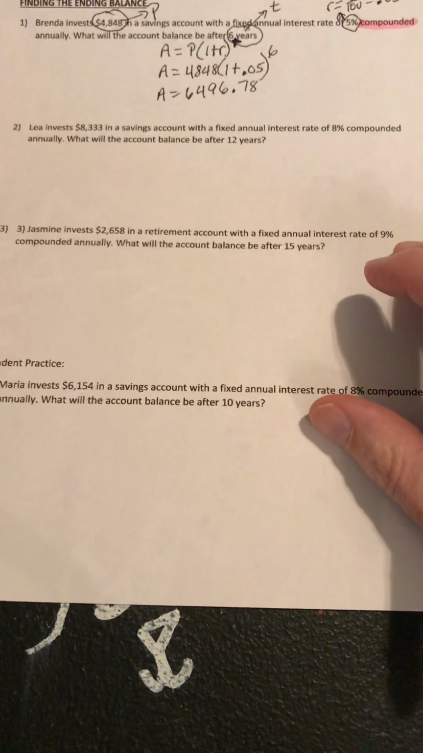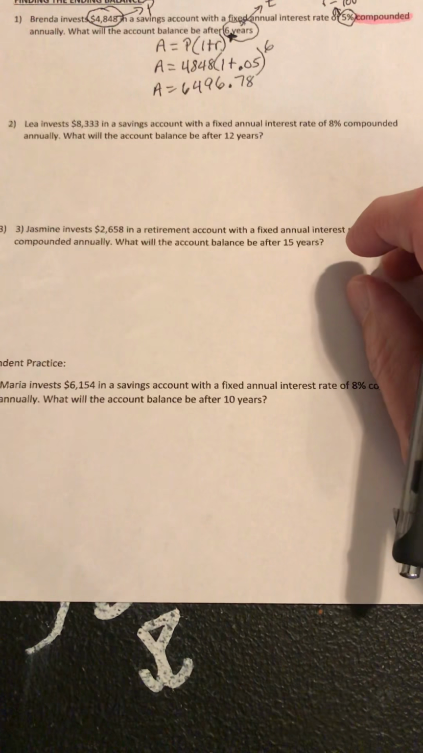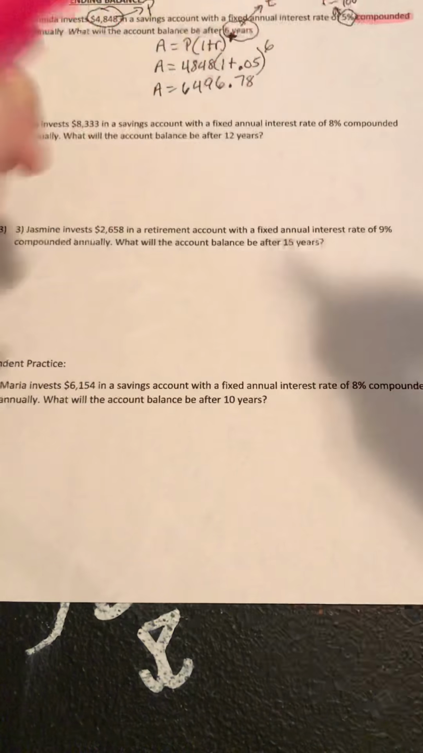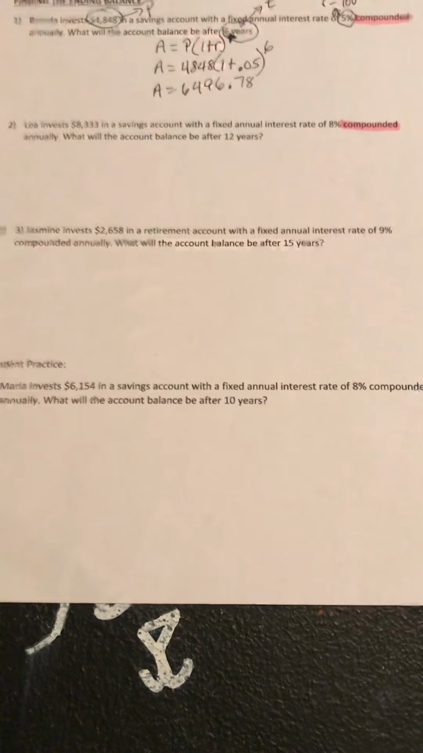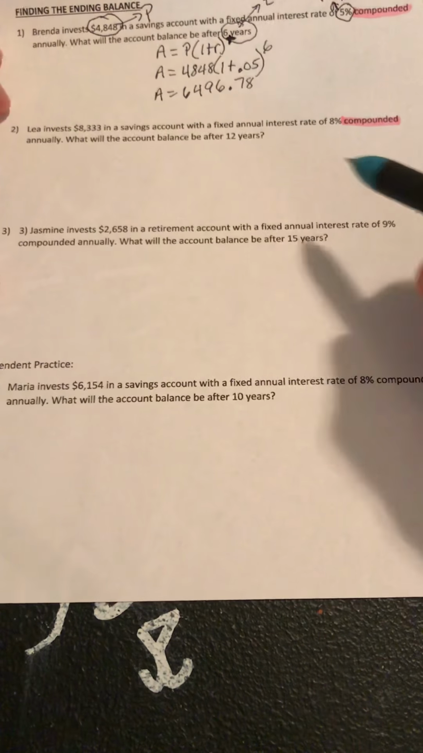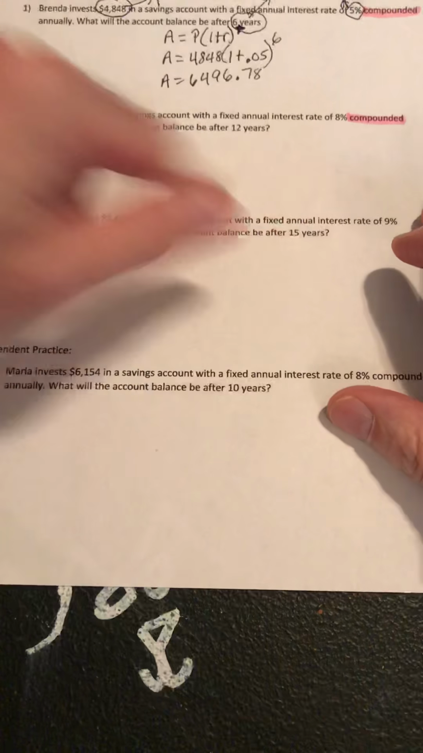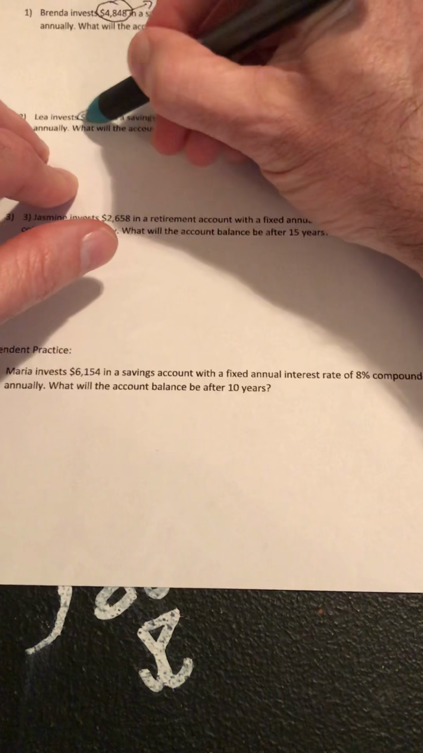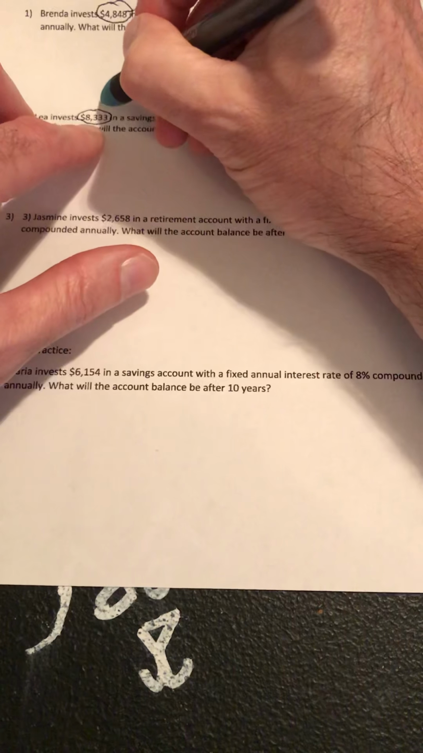Number 2 says, Leah invests $8,333 in a savings account with a fixed annual interest rate of 8% compounded annually. There's that word we looked for. So we know that we're going to use the funky interest formula and not just PRT. What will the account balance be after 12 years? Let's go ahead and label these with variables so we know where to put them in our formula. So the original investment amount, or the original amount that you borrow, that's going to be our principal.